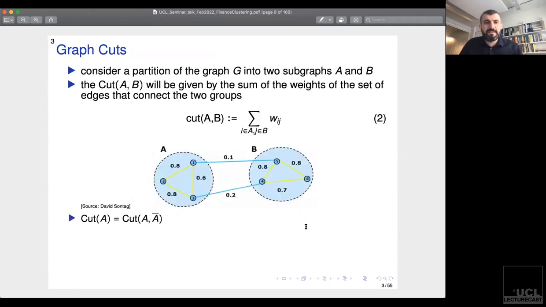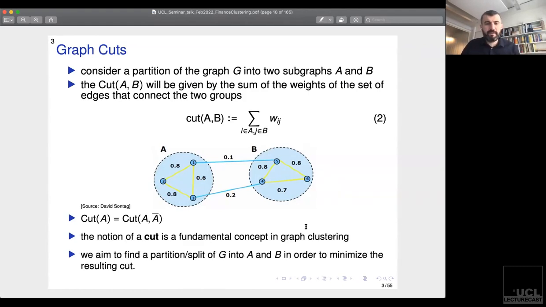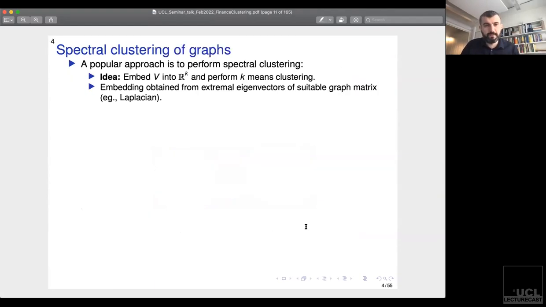One fundamental concept I want to highlight at the beginning, which we'll use throughout the talk in both the signed and directed setting, is that of a graph cut. Typically, if you partition the graph into two subgraphs A and B, the cut between A and B is just the sum of the weights of the edges spanning A and B. It's a fundamental concept in graph clustering, as you'll see. The goal usually is to partition G into two subsets A and B such that we minimize the cut. We put as few edges as possible in the cut.